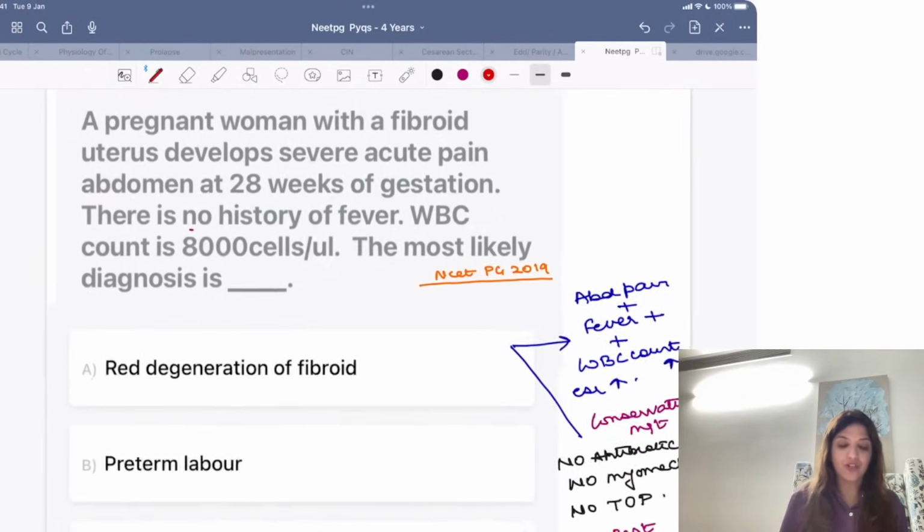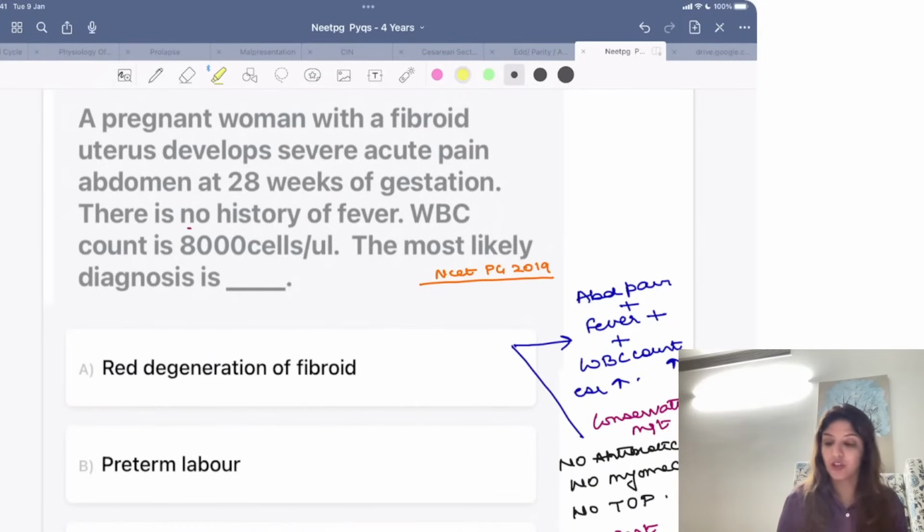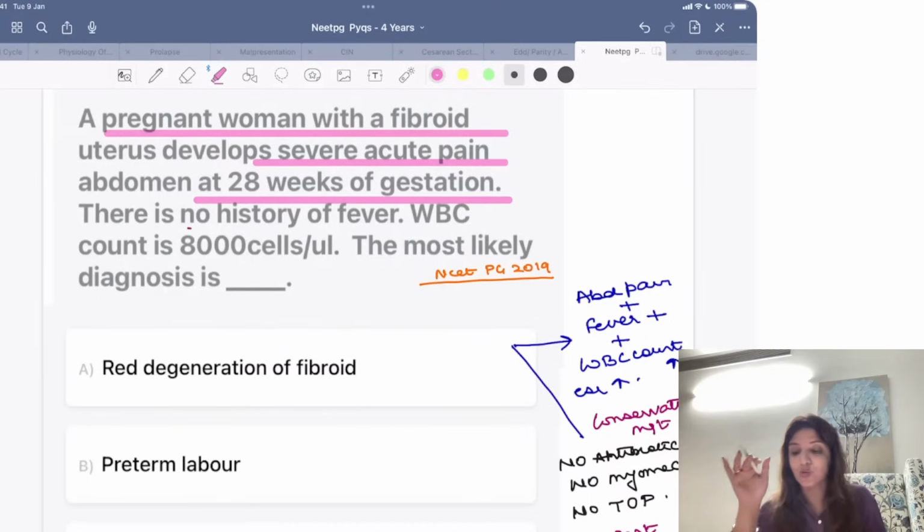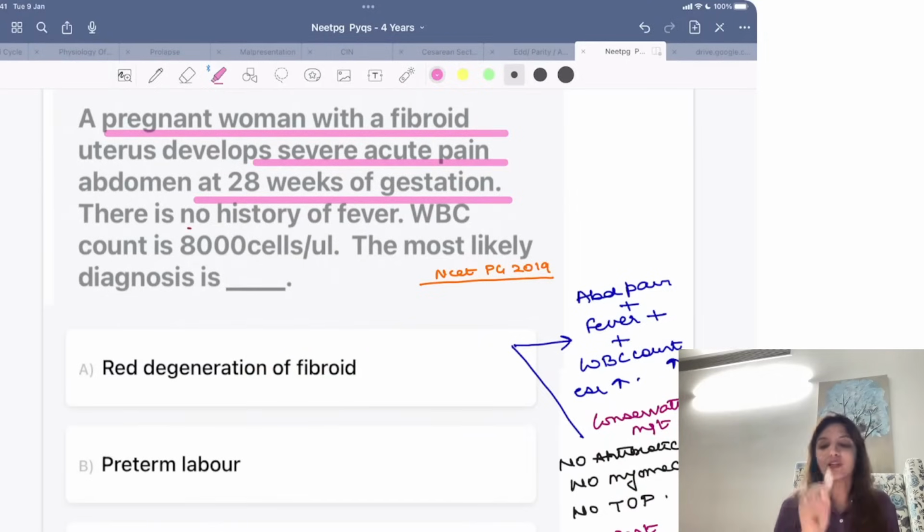Then comes the next question. A pregnant female, this was asked in NEET PG 2019. A pregnant woman with fibroid develops severe acute pain at 28 weeks of gestation. So the moment we read this, that there is fibroid, pregnancy, 28 weeks, we think about red degeneration of fibroid. But go ahead and see what the question is saying. That is why it is very important for you to read the entire question properly before you mark the answer.